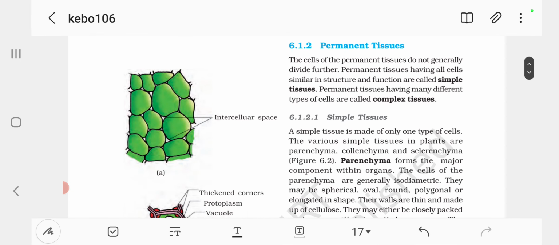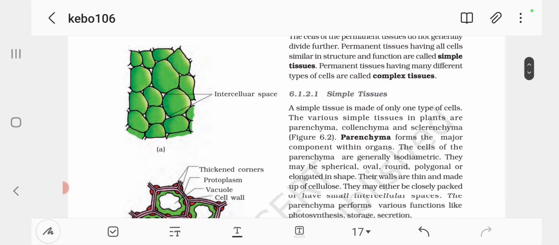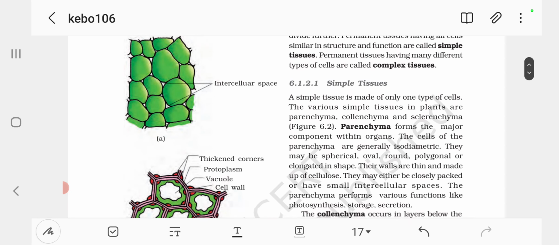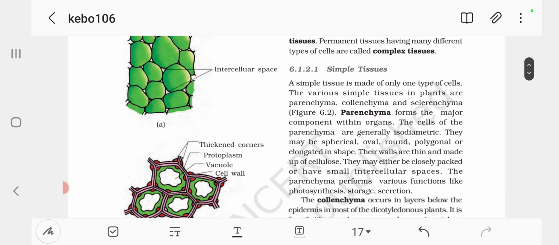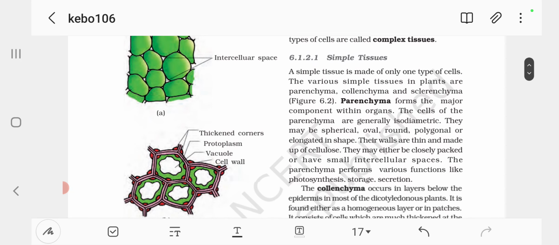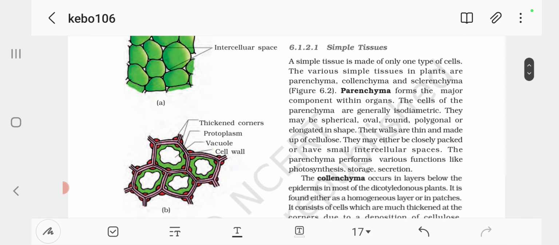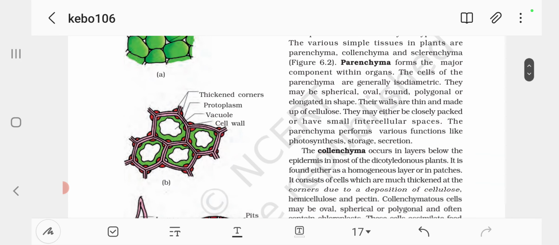The cells of the permanent tissues do not generally divide further. Permanent tissues having all cells similar in structure and function are simple tissues. Permanent tissues having many different types of cells are called complex tissues. Simple tissues. A simple tissue is made up of only one type of cells. The various simple tissues in plants are parenchyma, collenchyma, and sclerenchyma.